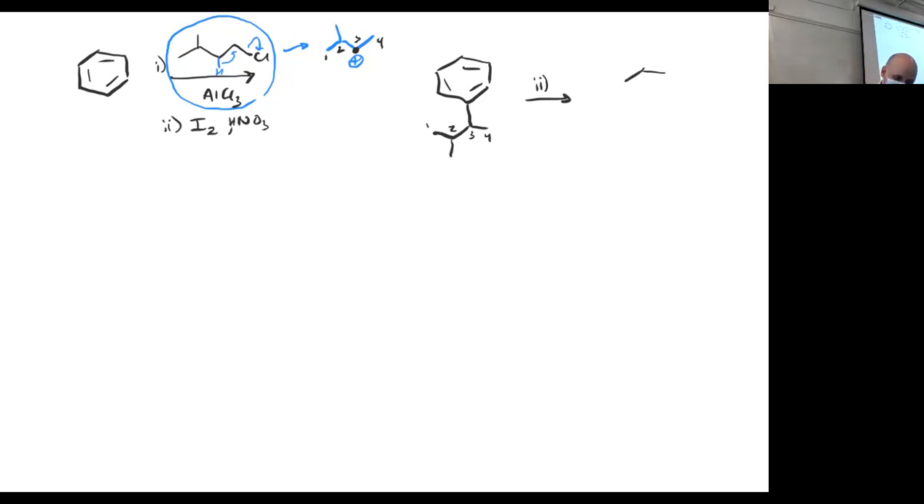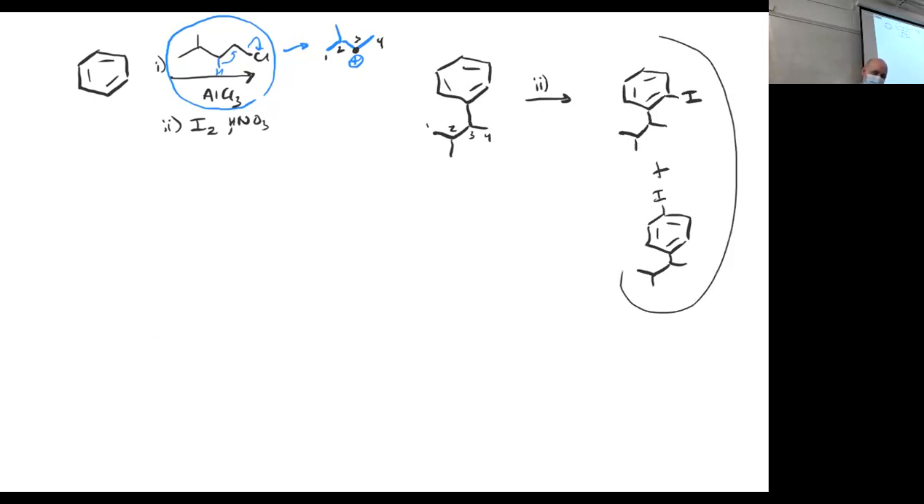So after step 2, I would still have that R group, but I would get an iodine ortho, and I would have the same thing with an iodine para. So those would be my 2 correct answers to this question. Good job. Any questions on that? All right, hearing none, moving on.